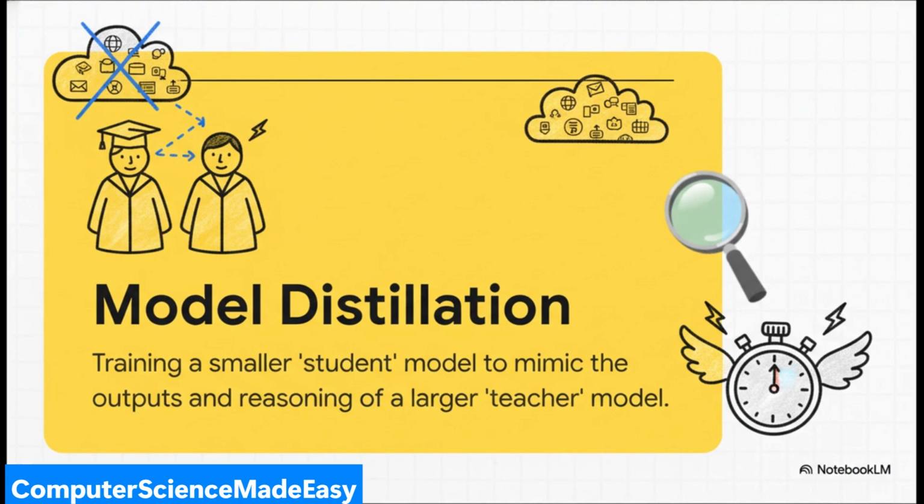So what exactly is it? The best way to think about it is like a master and an apprentice. A smaller student model doesn't have to read the entire internet. Instead, it learns by watching and mimicking a huge, already trained teacher model. It's a shortcut to getting smart, fast, without having to do all the original, expensive homework.